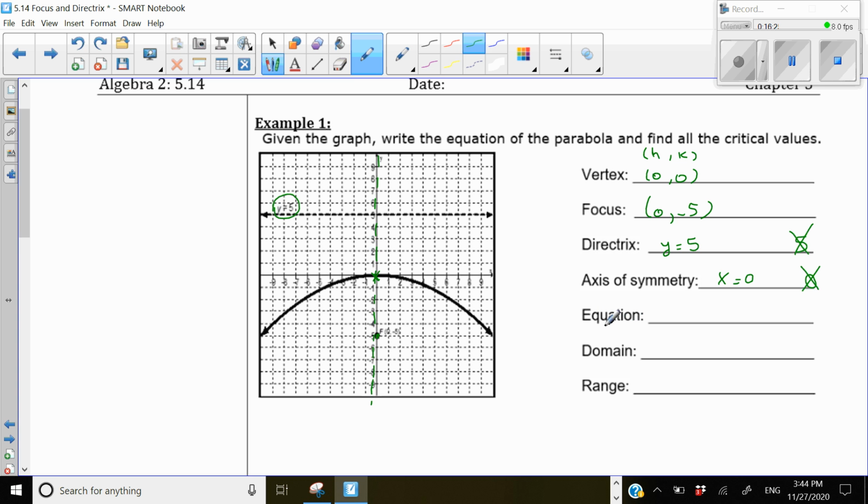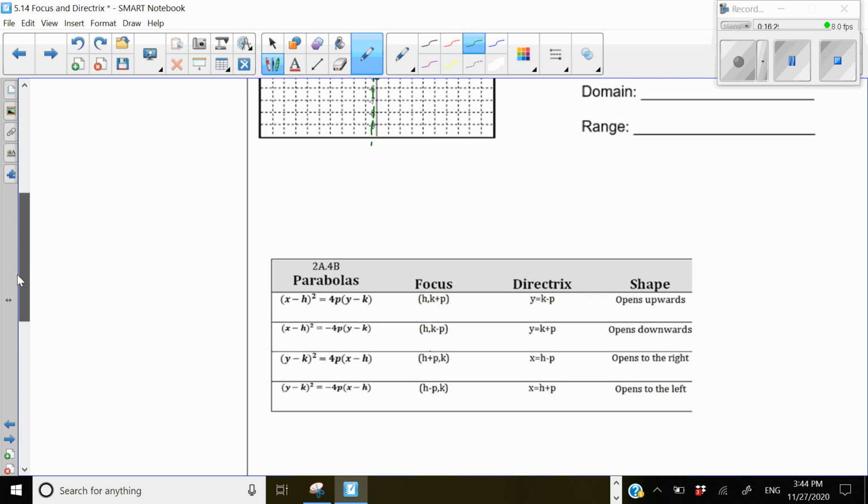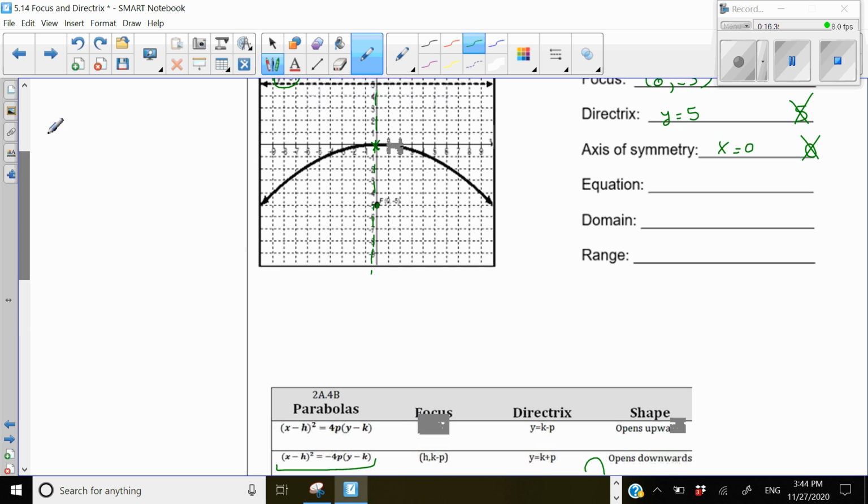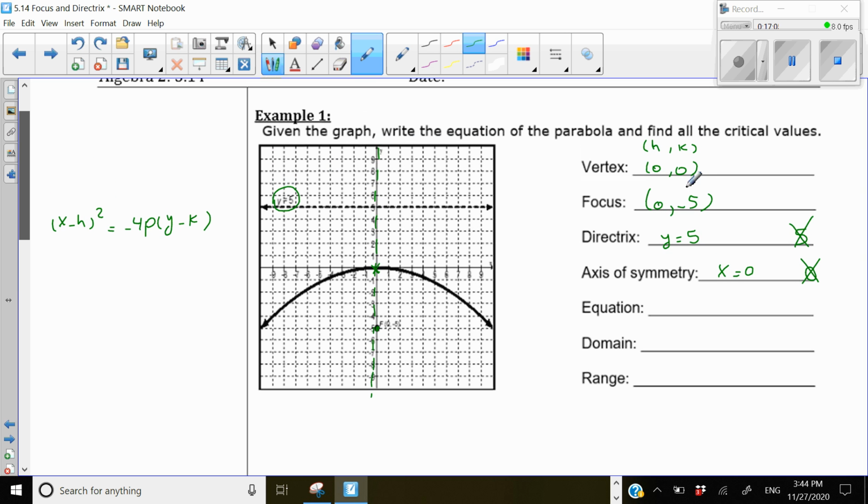Now, what is the equation of this parabola? Let's go to the table that we have here. If the parabola is facing downward, then this will be the equation. So let's write that here. It's x minus h squared equal to -4p times y minus k. Now, let's replace whatever we have here. We already have h and k, which is 0 and 0. So this will be x minus 0 squared equal to -4. I'm going to find the p later and write that here. This is y minus 0.